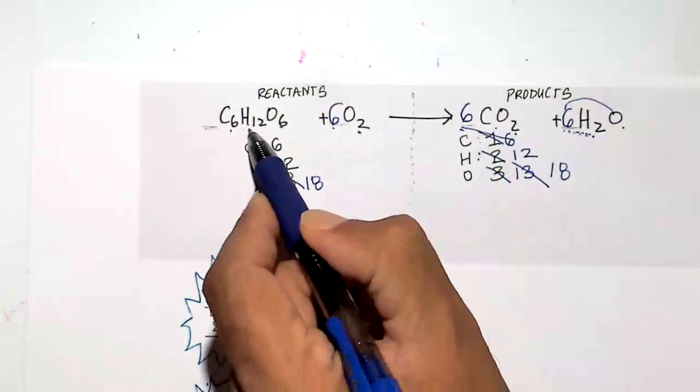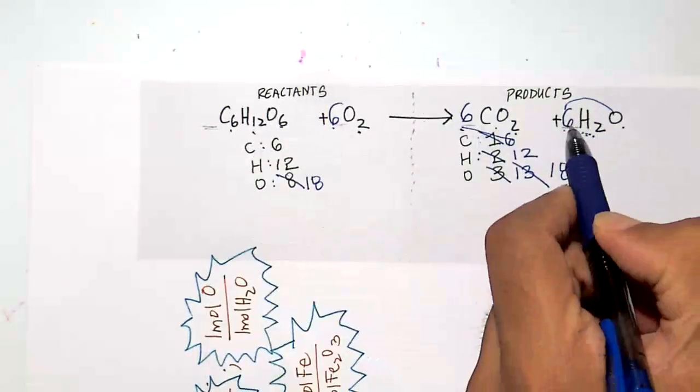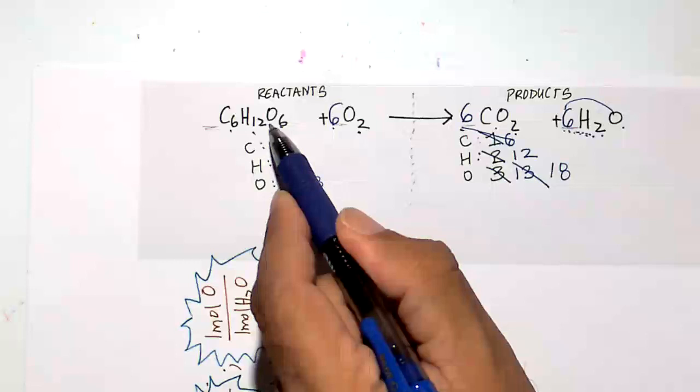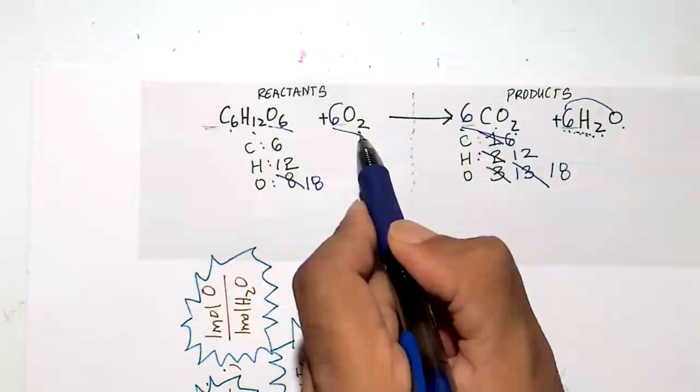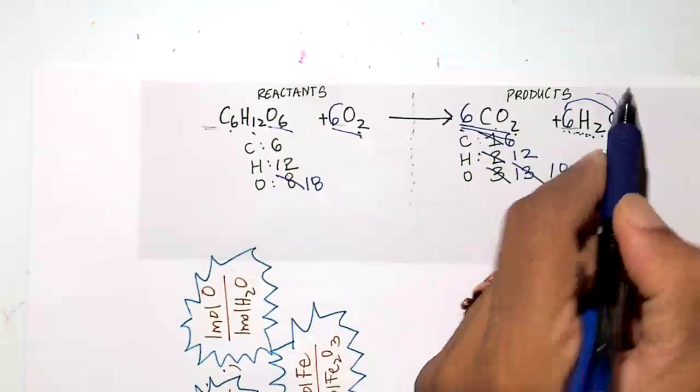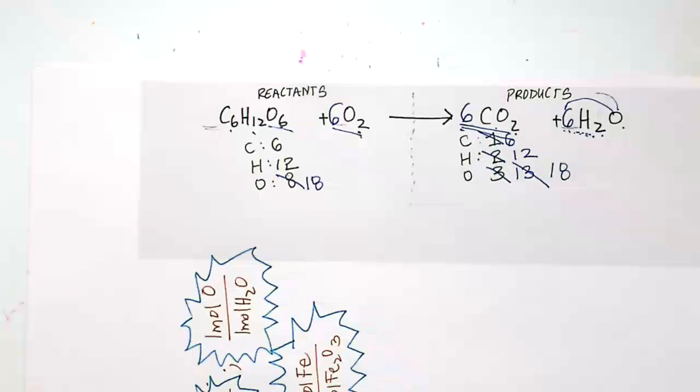So 6 carbons, 12 hydrogens, 6 times 2 is 12. And what's 6 plus 12? 18. What's 12 plus 6? 18. So this is balanced. Okay, so we balanced our equations.